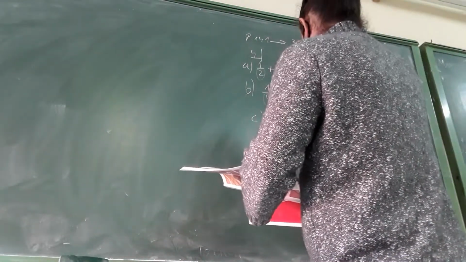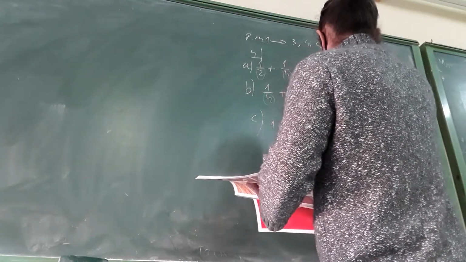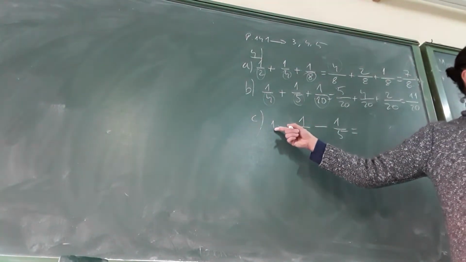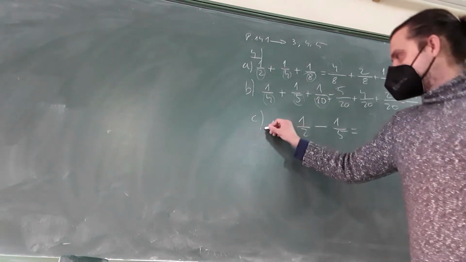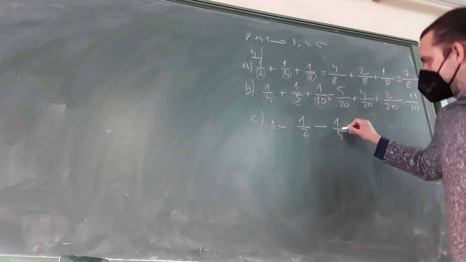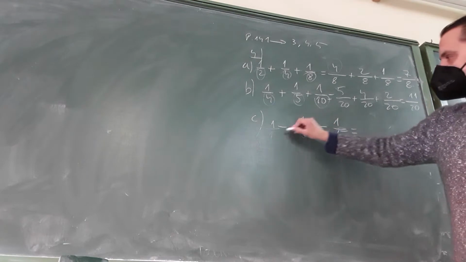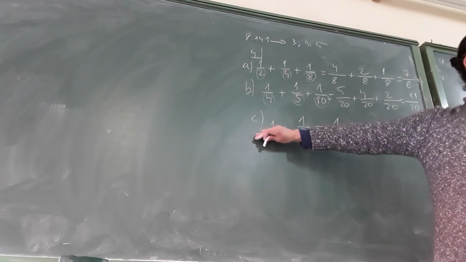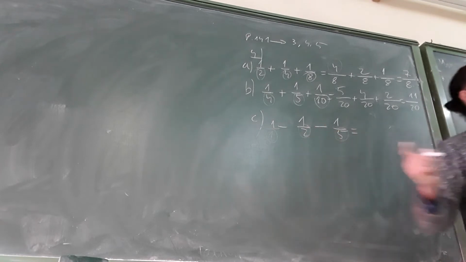1 minus 1/2 minus 1/5. First of all, what is the denominator of number 1? 1. You can write it if you want. Then, lowest common multiple of 5, 2 and 1. 1 doesn't count for that calculation. What is the lowest common multiple of 5 and 2?